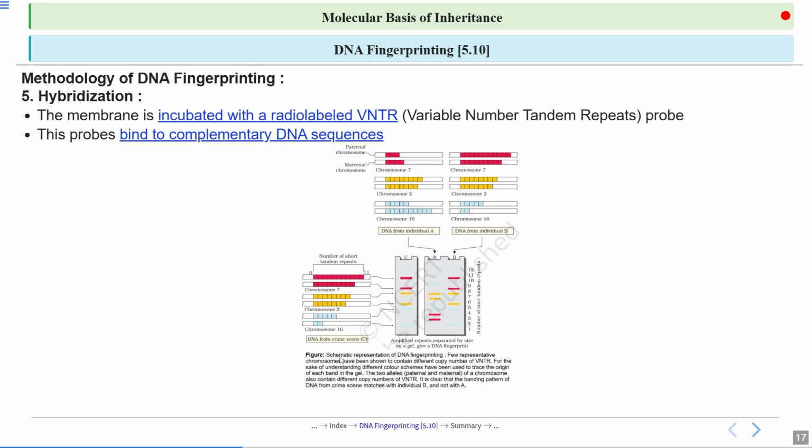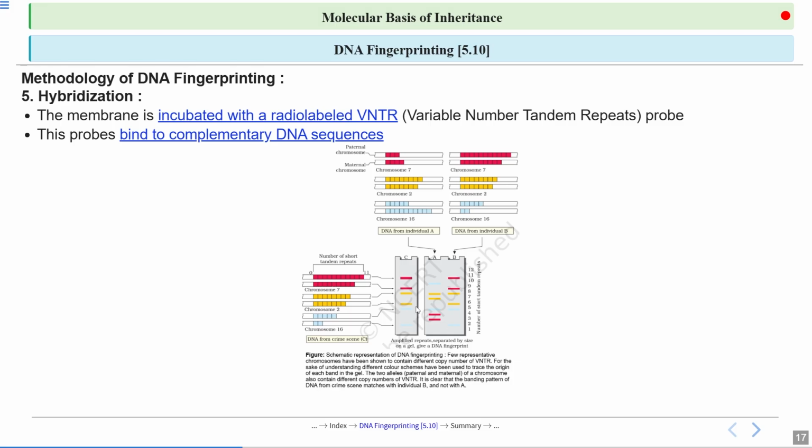This is a schematic presentation of DNA fingerprinting. A few representative chromosomes have been shown to contain different copy number of VNTRs. For the sake of understanding, different color schemes have been used to trace the origin of each band in the gel. The two alleles, paternal and maternal, of a chromosome also contain different copy number of VNTR. It is clear that the banding pattern of DNA from the crime scene matches with individual B and not with A.